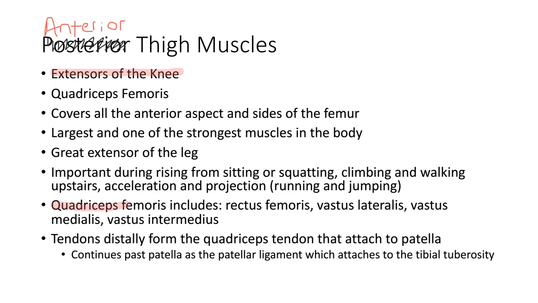The quadriceps muscles include the rectus femoris, the vastus lateralis, the vastus medialis, and the vastus intermedius. At the distal end of the quadriceps, the tendons from the quadriceps femoris muscles form the quadriceps tendon that attach to the patella. Then that tendon continues past the patella as the patellar ligament, which attaches to the tibial tuberosity.